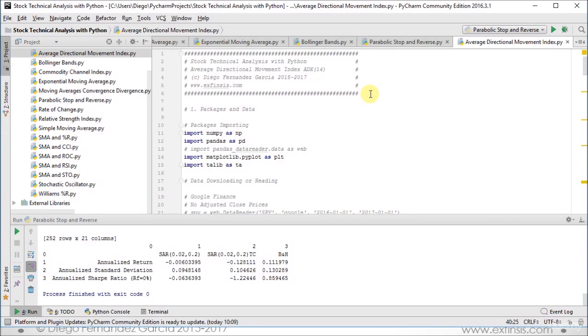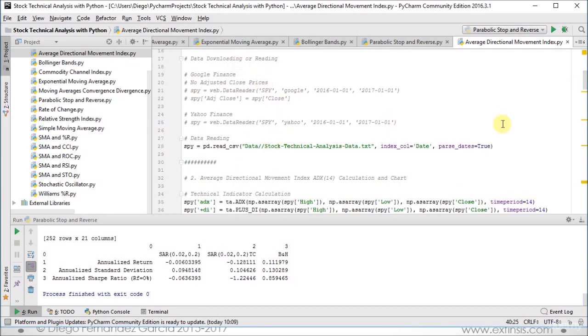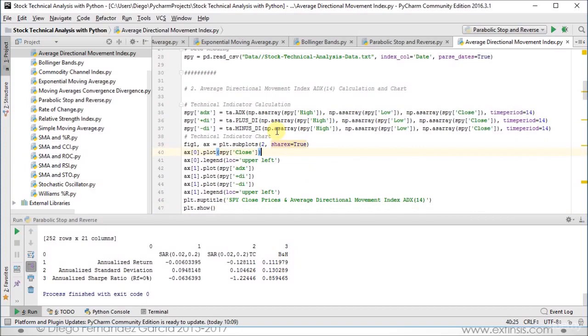As they are meant to be standalone type of files, first of all, we import our packages. Next, we do our data reading, and then we calculate our corresponding technical indicators. In this case, we calculated our average directional movement index, the positive directional index, the negative directional index, all of them with a time period of 14 days, which is the one commonly used, but you can adapt it according to your needs. Also, we have the technical indicator chart.